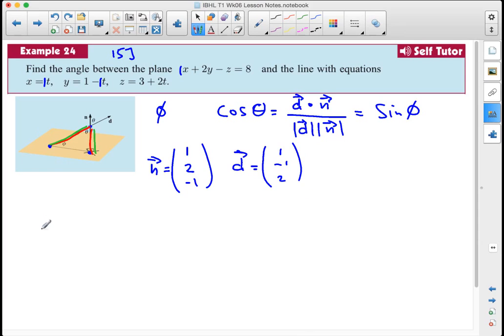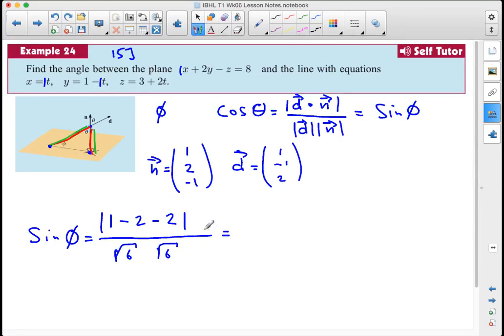So having those two, we can now say the sine of phi is the inner product. So 1 times 1 is 1, plus 2 times -1 is -2, plus -1 times 2 is again -2. But of course I should have put that here, we need to make it a positive value, so modulus. And the length of this vector here is 1 plus 4 plus 1, which is the root of 6. And the length of this vector is also the root of 6.